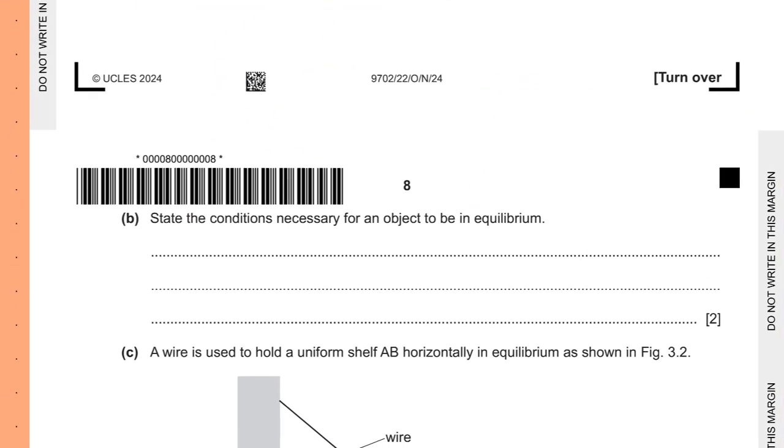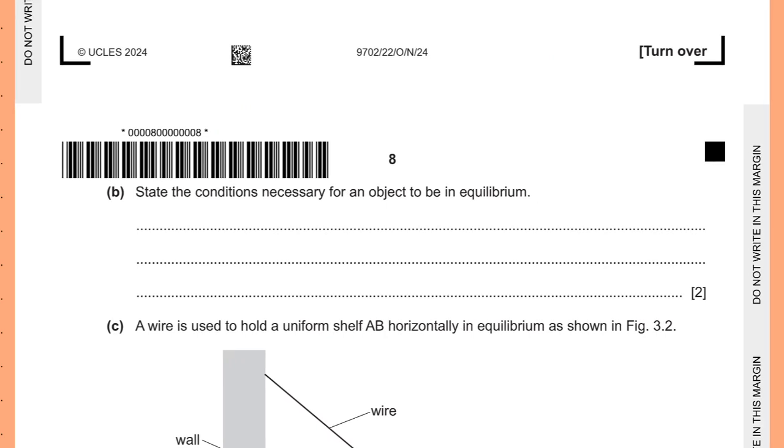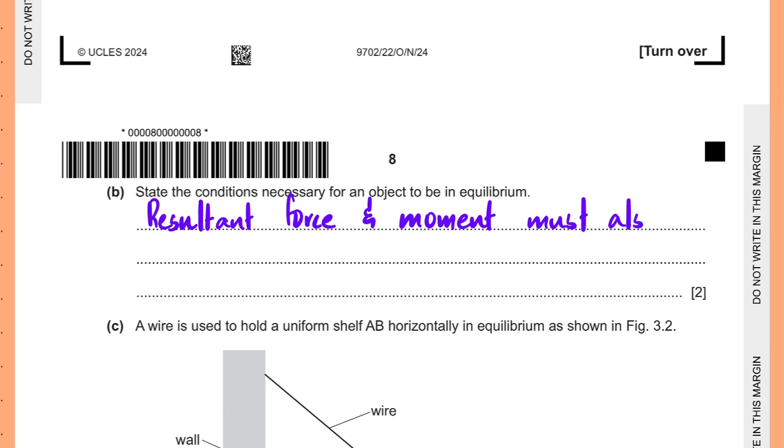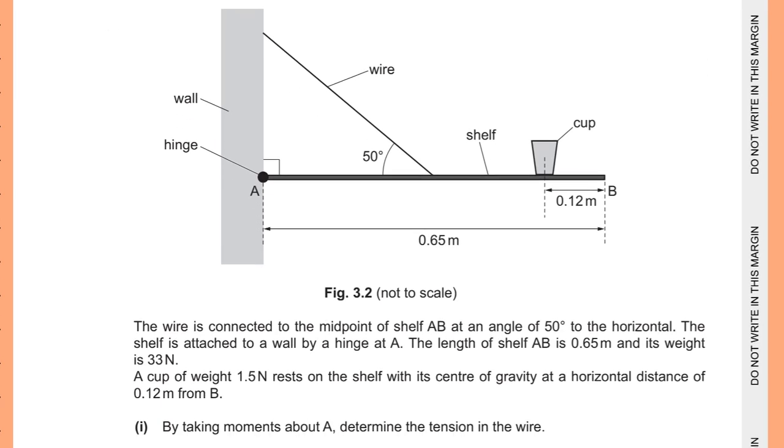State the conditions necessary for an object to be in equilibrium. So we know that resultant force must be 0 and resultant moment must also be 0. You might also say this, that for resultant moment being 0, you might say that the principle of moments applies, and that's also fine.